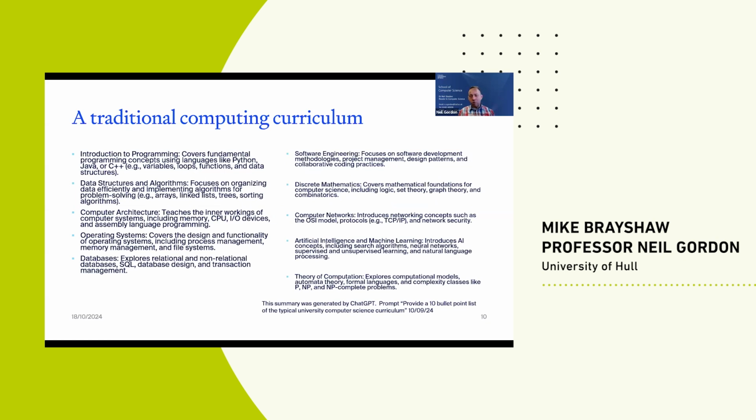So this is the traditional computing curriculum. I asked ChatGPT for about 10 bullet points of a typical university computer science curriculum. And again, I think it matches things we'd see in many courses, and I suspect those of other institutions. Introduction to programming, data structures and algorithms, computer architecture, operating systems, databases, software engineering, discrete maths, computer networks, AI, machine learning, and infinite computation.